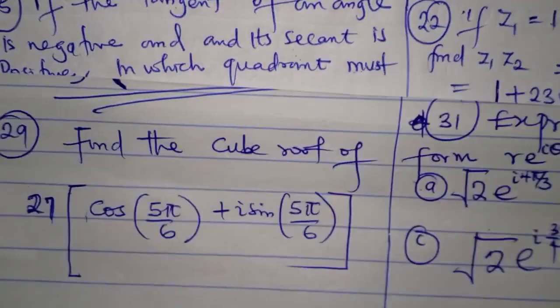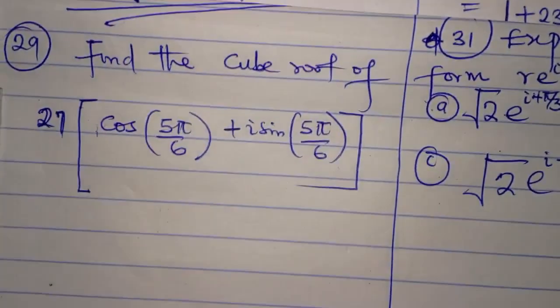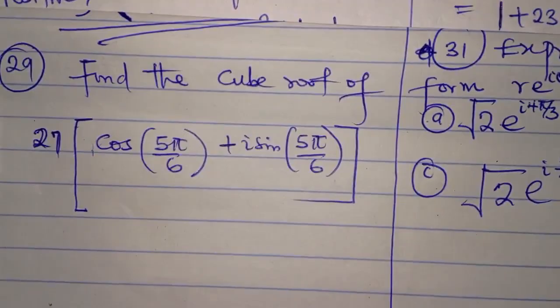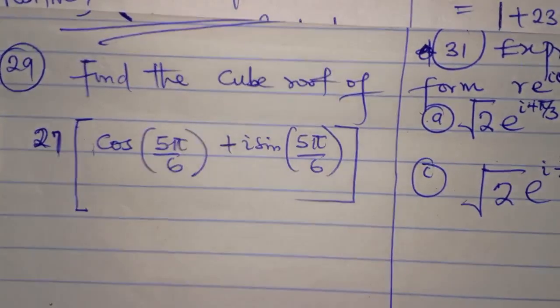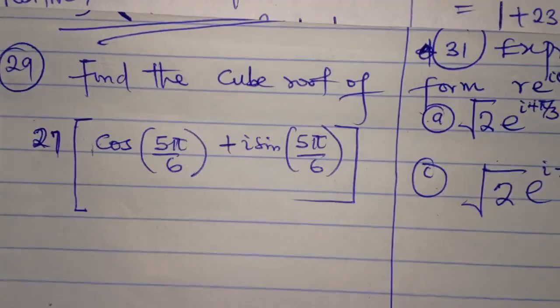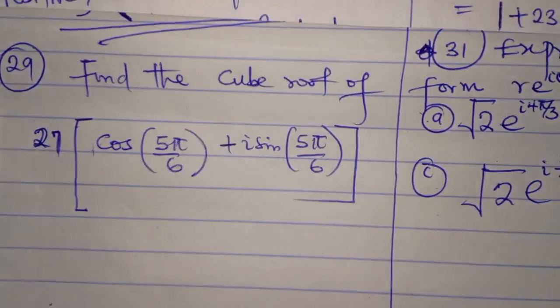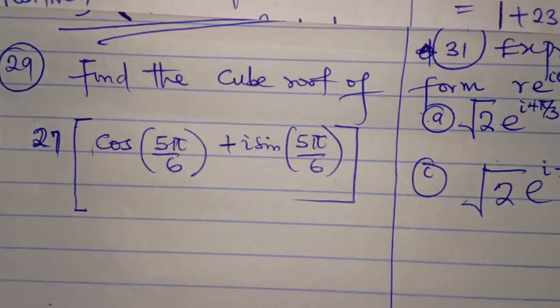Okay. In question 29 now, we are to find the cube root of 27 cos 5 pi over 6 plus I sine 5 pi over 6. Alright, the cube root of a complex number is actually 3. There are 3 cube roots of a complex number. There are 4 fourth roots of a complex number. There are 2 square roots of a complex number. I explained this very well in my video on how to determine the roots of a complex number. Okay, you can watch that video to understand better what I'm saying now.